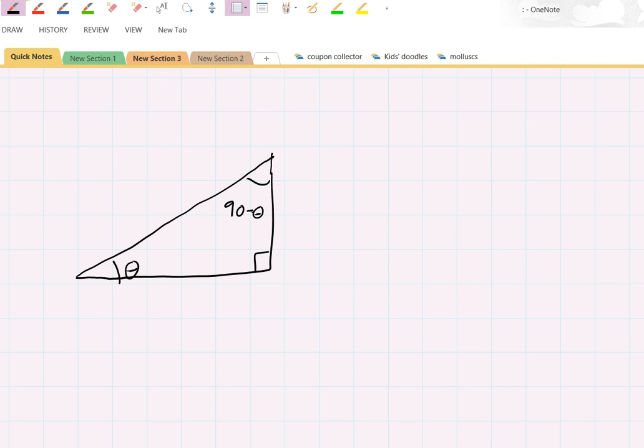And so what I'm going to do is relabel my sides. I'm going to call them X and Y and Z, just because I can. So now we're armed with a whole bunch of trig ratios. What I'm going to do is figure out what sine theta is. Well, sine theta is opposite over hypotenuse, which in this case is X over Z.